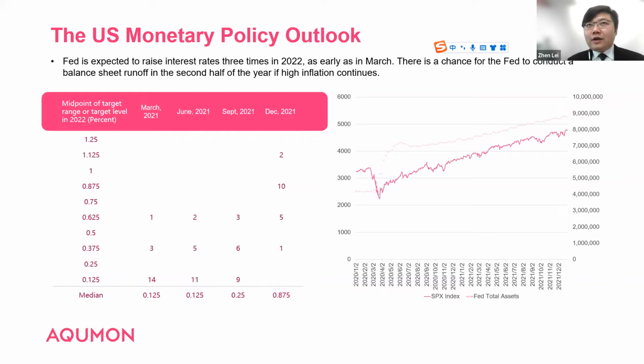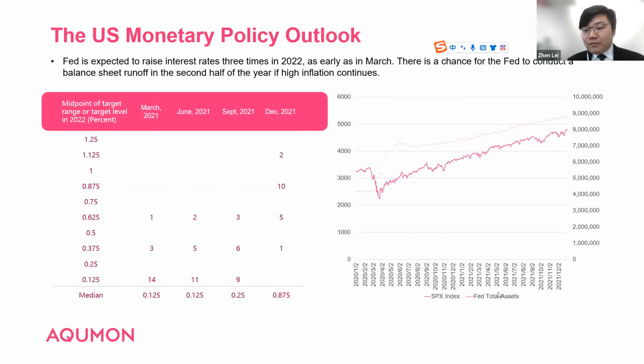Therefore, there should be also a kind of quantitative method to deal with the yield and deal with the interest rate. Therefore, there is a need for the balance sheet runoff, and there is a chance for the Fed to conduct a balance sheet runoff in the second half of the year if high inflation continues.